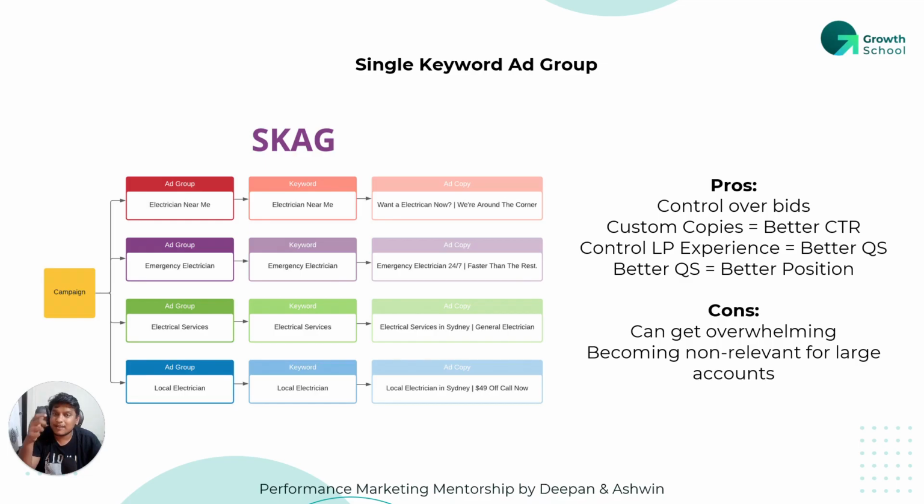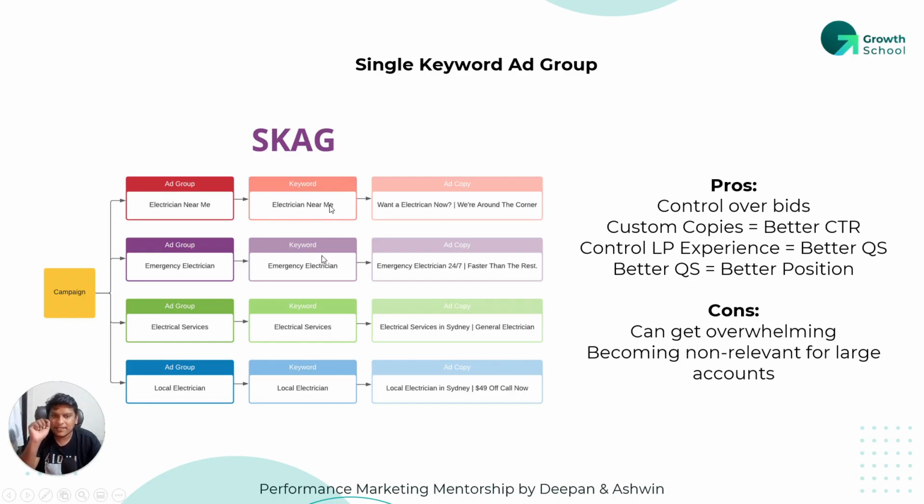But I would recommend you to use exact because the functionality of phrase has changed. It includes a lot of broad modifier keywords as well. So at this point of time, if you're setting up Skags, you should be doing it for exact keywords only. For example, look at this. This is the only keyword, electrician near me.